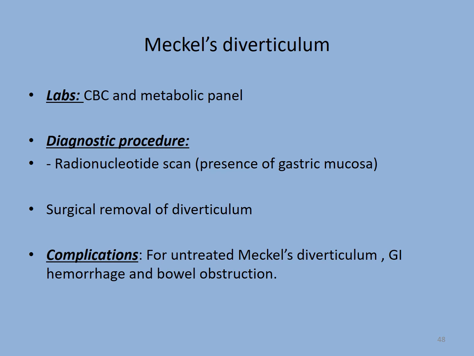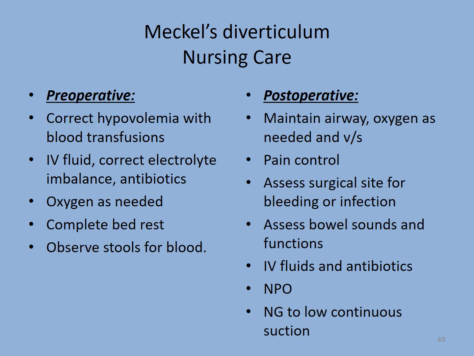Complications for untreated Meckel's is actually GI hemorrhage and bowel obstruction. So the kid that's now 6 or 7 that has had mild symptoms or it hasn't bothered them, especially once they're able to go to the bathroom themselves, they may end up with what we see mostly is GI hemorrhage, but it could also be a bowel obstruction.